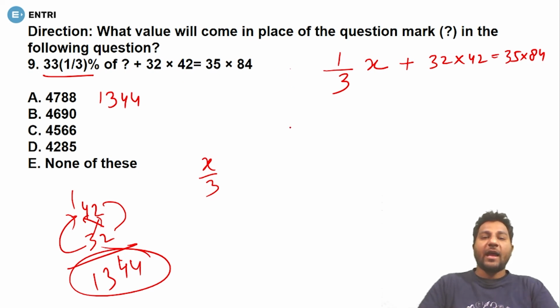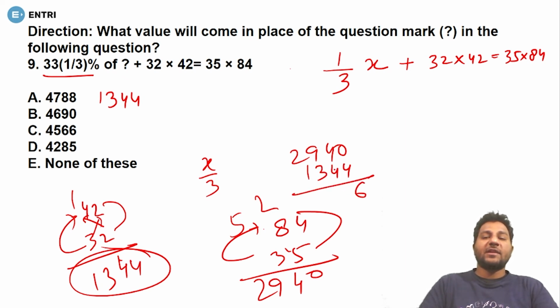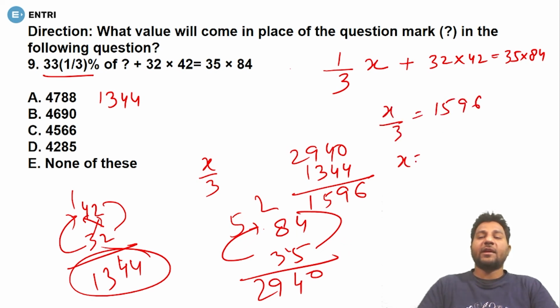Alright, the next has to be solved in a quick manner. How? 84, 35. Look, 5 4s are 20, 5 8s are 40, 42, 42 and 12. What? 42 and 12, 54. 3 8s are 24, 29, 2940. That means we have to subtract this and we have been left with 1596. So x by 3 equals 1596. That means x equals this multiplied with 3.